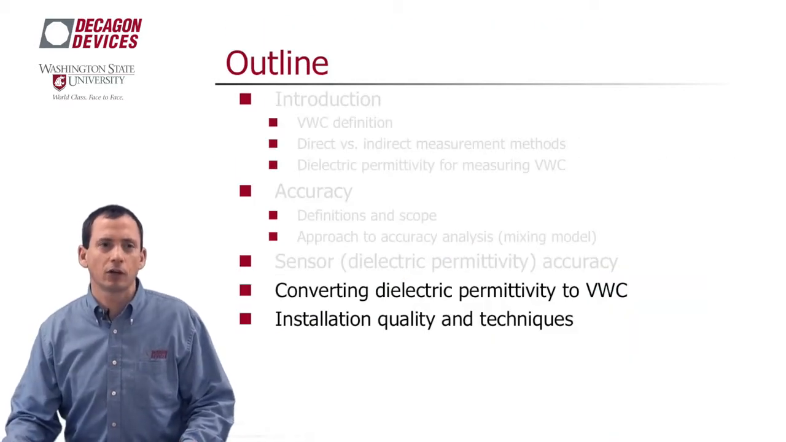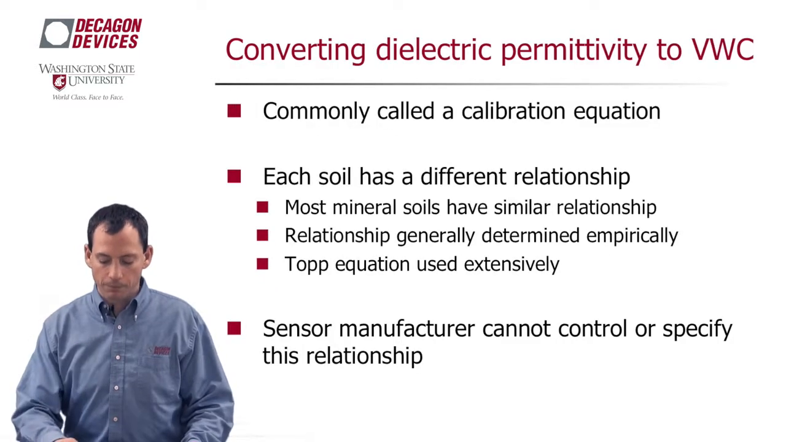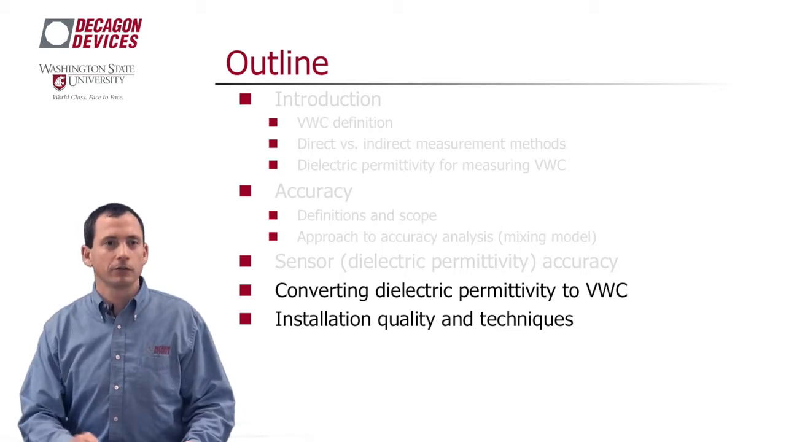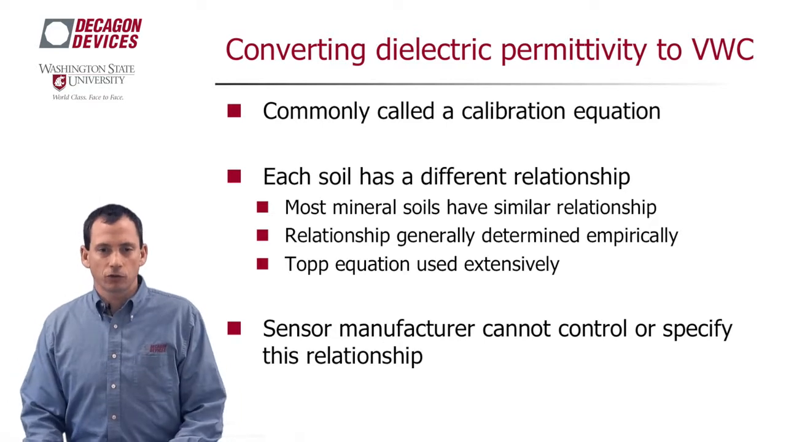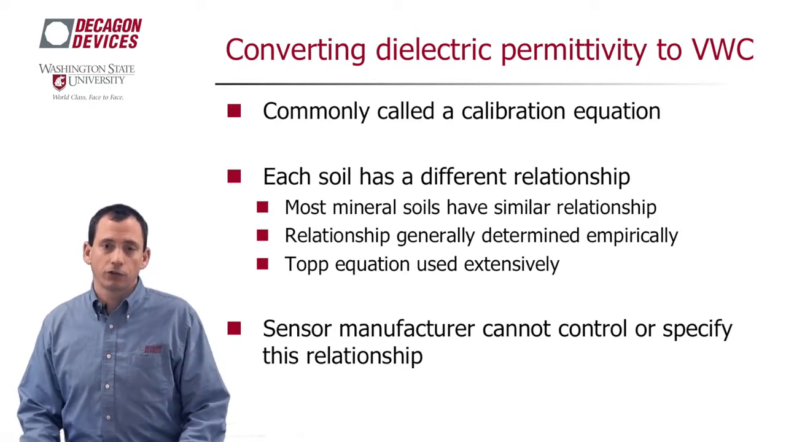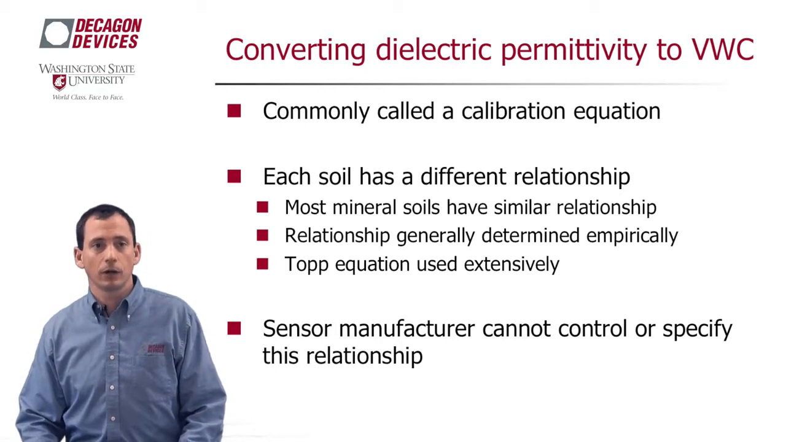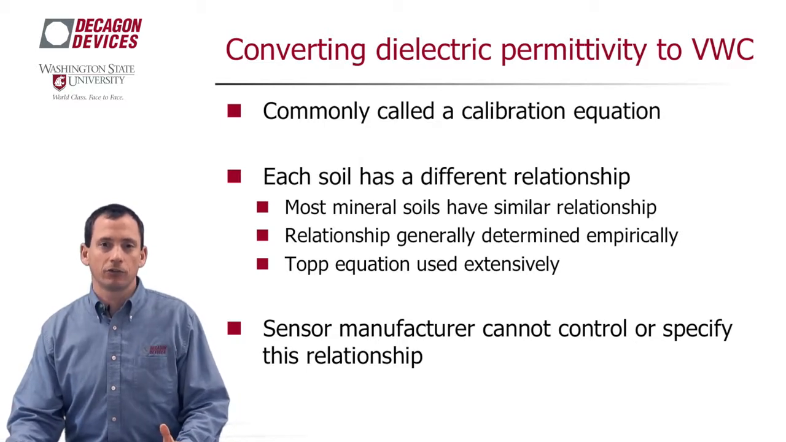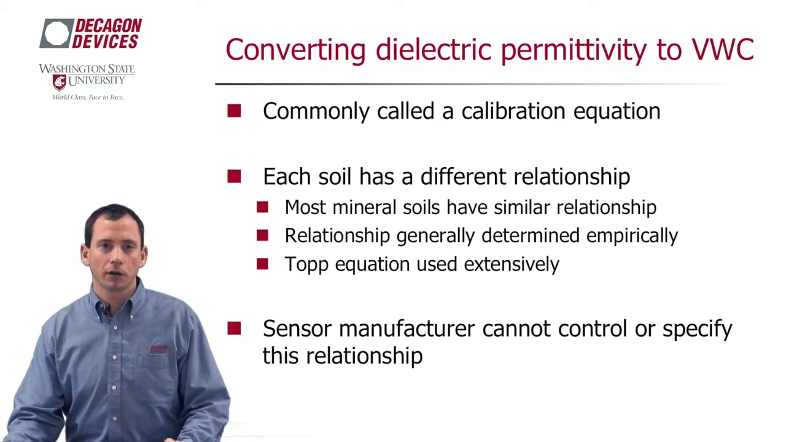So let's switch gears and get away from the sensor accuracy, and let's talk about the relationship between dielectric permittivity and volumetric water content. So once you get that permittivity measurement, you're only halfway there. You need to, of course, convert that to water content, and you would use what we commonly call a calibration equation. Unfortunately, each soil really has a different relationship. Okay, so the relationship between permittivity and water content is a little bit different for each soil.